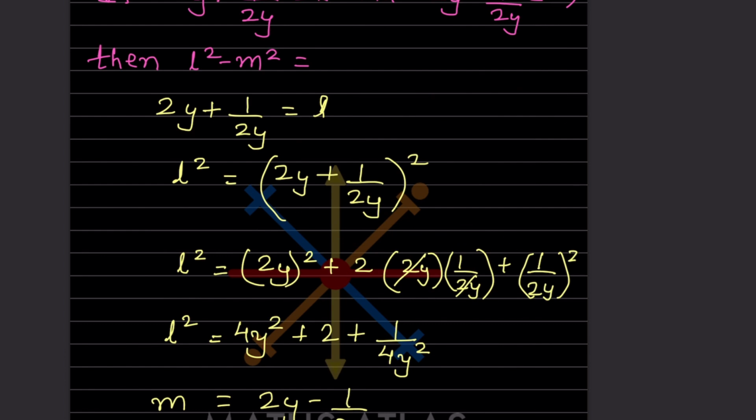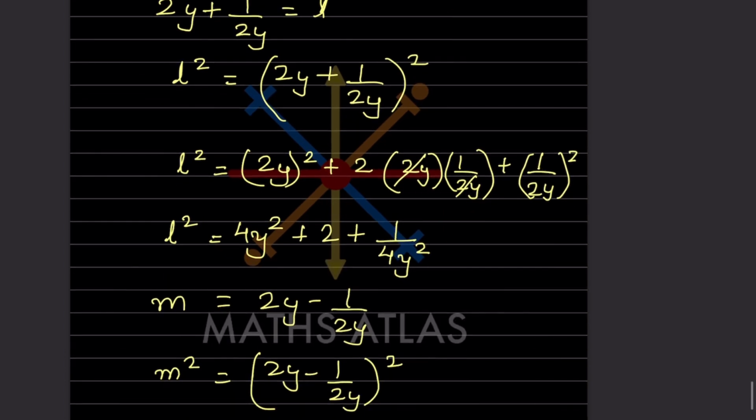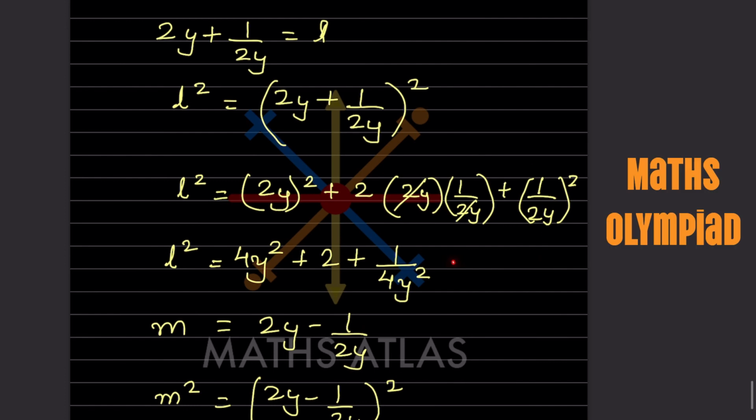Now many people make a mistake over here: they write just 2y square, but it's not like that. You have to multiply this as well as this one. So 2 2s are 4, so 4y square, plus, now look here, this and this are going to get cancelled. So what remains here is 2. Again, you multiply this and this for 2y square, so that is going to be 4y square. So 1 by 4y square. And this is for L square.